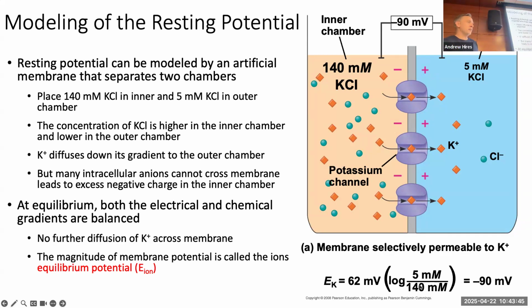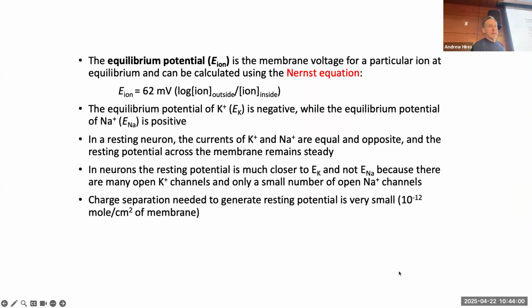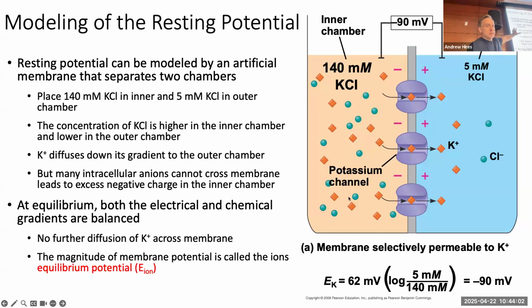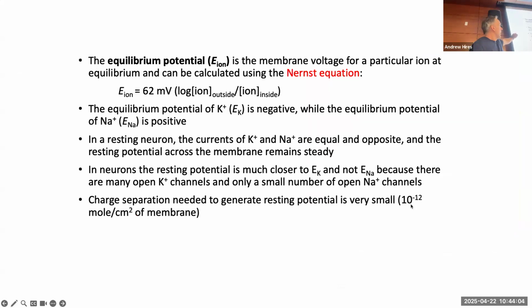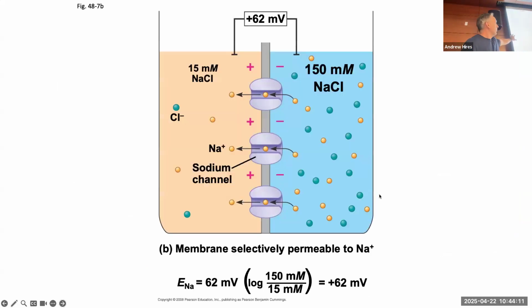So what's a log again? It's just what number you have to raise 10 to in order to get this ratio. This is like 1/30th, so you have to raise 10 to about the negative 1.5 power to get to 1/30th. So that's the equilibrium potential for potassium. This should help for studying.